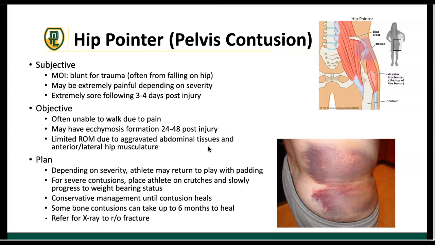Next on the list is a hip pointer or a pelvis contusion. So we have the ilium itself, and then we have this thing called the iliac crest. It's the anatomical structure that's most palpable to us. The mechanism of injury is going to be blunt trauma.